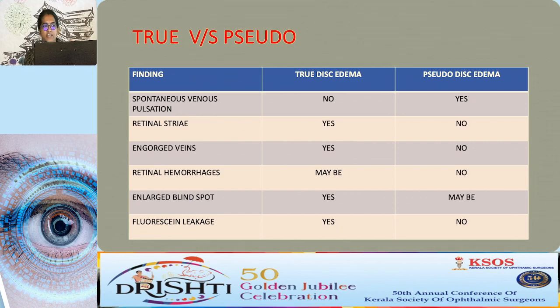So in a true disc edema, there will not be spontaneous venous pulsations. Retinal striae, engorged veins, retinal hemorrhages, fluorescein leakage, all are features of true disc edema. An enlarged blind spot may be seen in some optic nerve drusen as well.